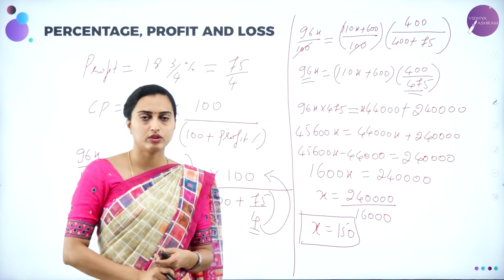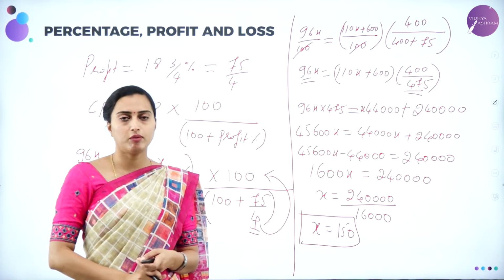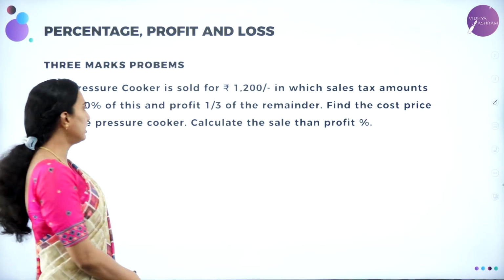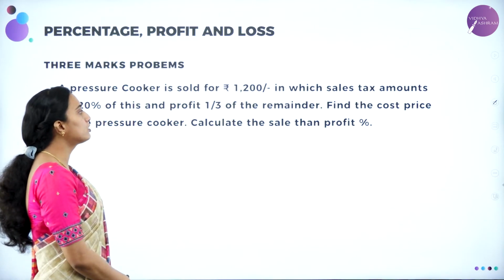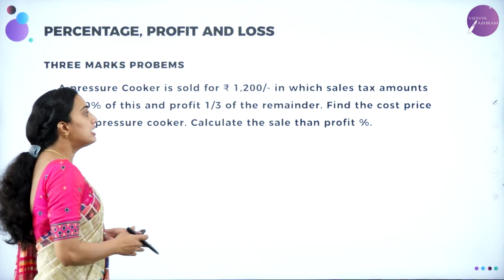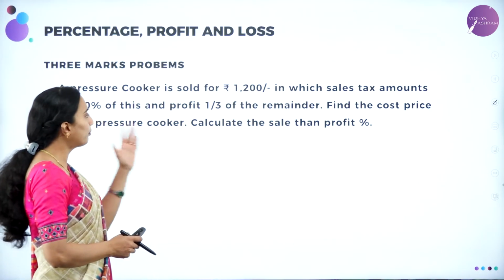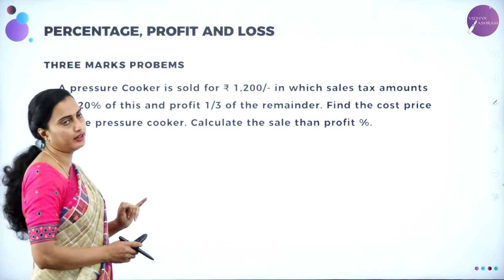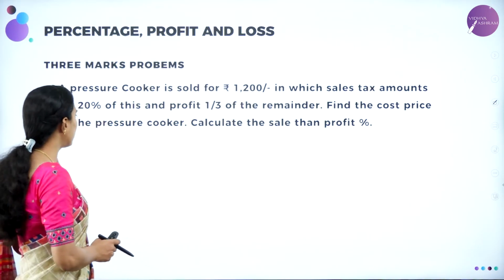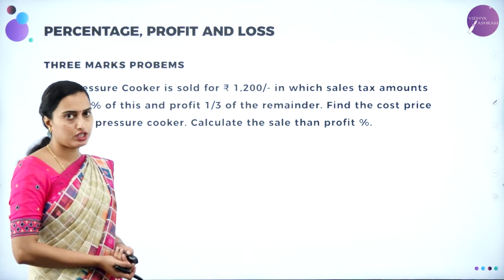That's it. Okay dears, I hope you understood this problem. We'll move on to the next problem. What is the next question they've asked, dears? A pressure cooker is sold for rupees 1,200, in which sales tax amounts to 20% of this, and profit is 1/3 of the remainder. Find the cost price of the pressure cooker, and calculate the profit percentage.